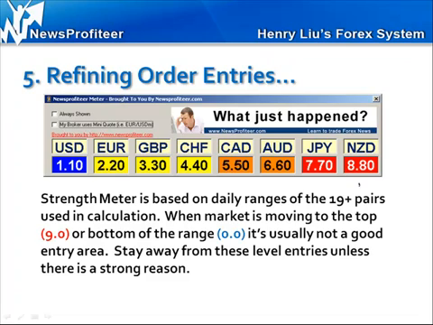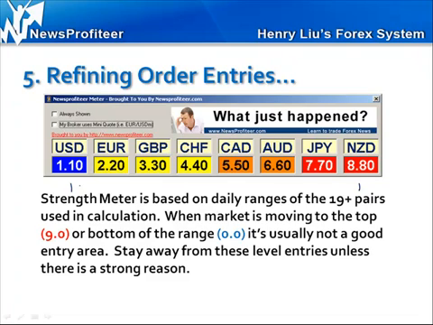And when you are at the low of the range, the number is going to be low. So it's pretty straightforward. What I do is take 19 currency pairs and look at where they are. Are they in the top of the range? Are they in the bottom of the range? And we divide the range by a percentage.